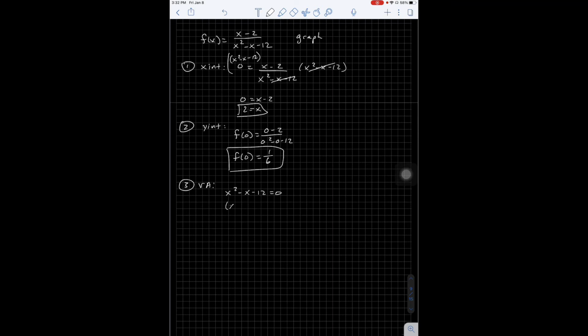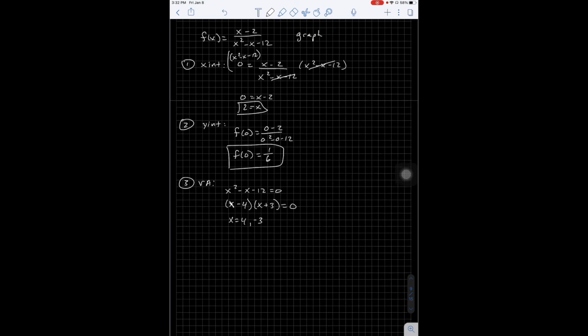All right. Hold on a sec. My pencil stopped working for a second. Okay, there we go. So that means that x is going to be 4 and -3. So in this case, I've got 2 vertical asymptotes, which is possible.